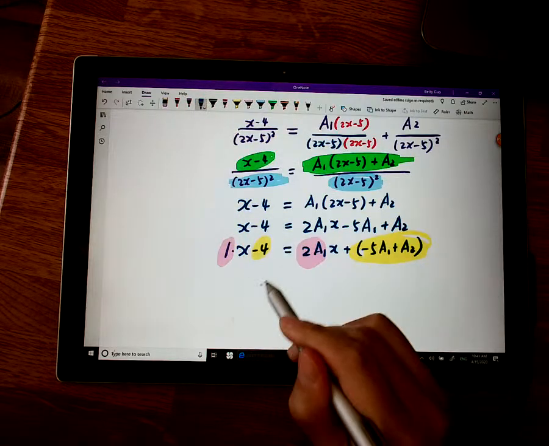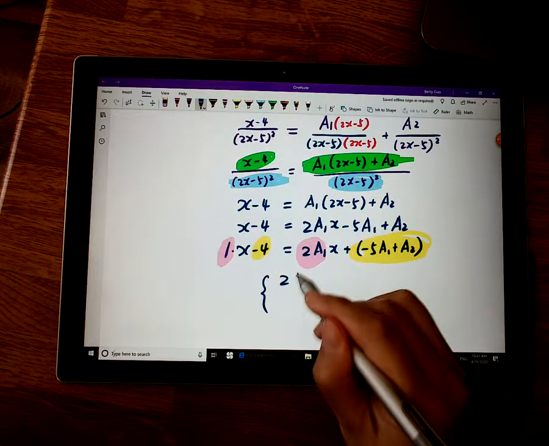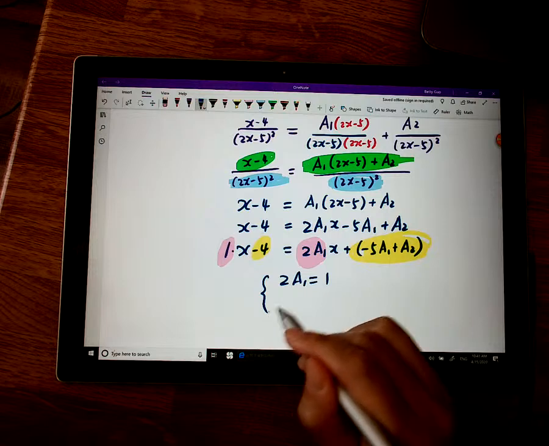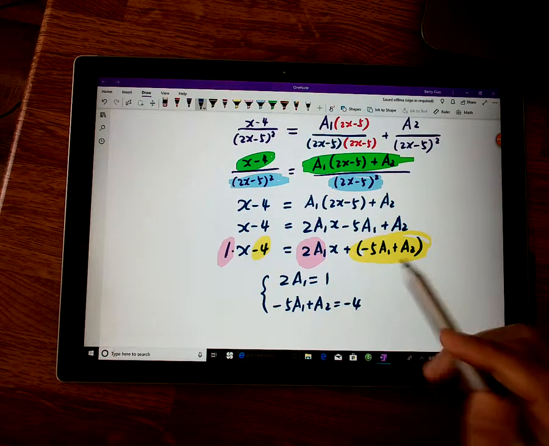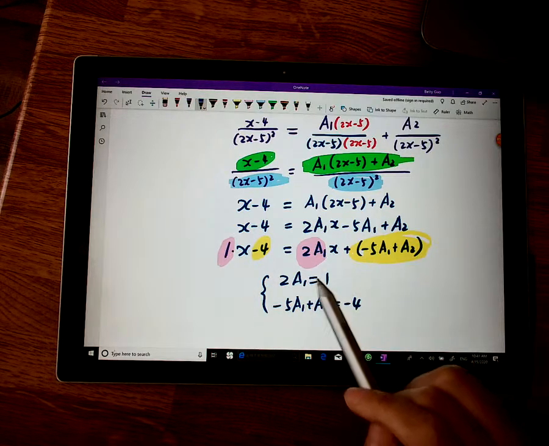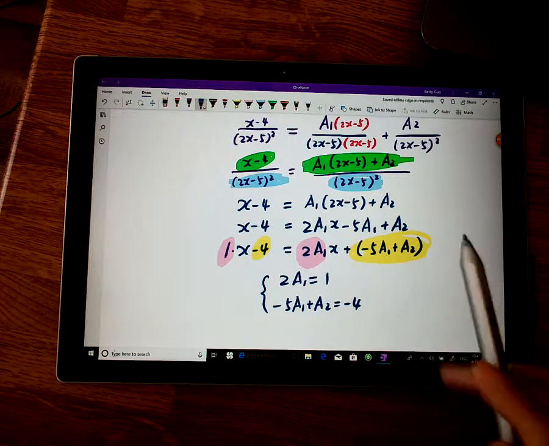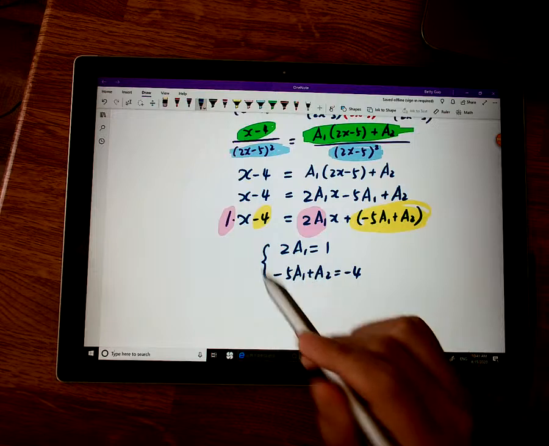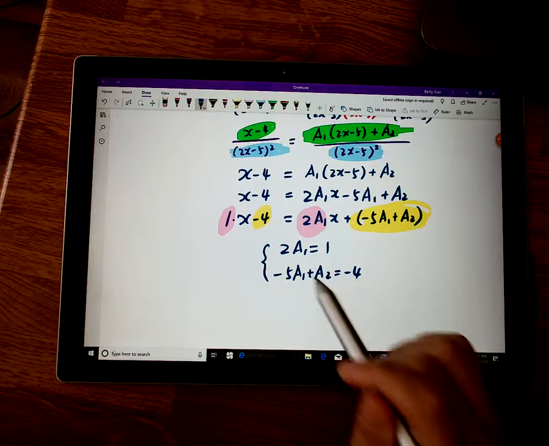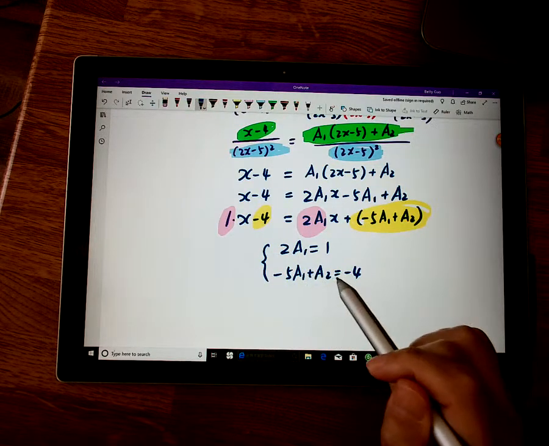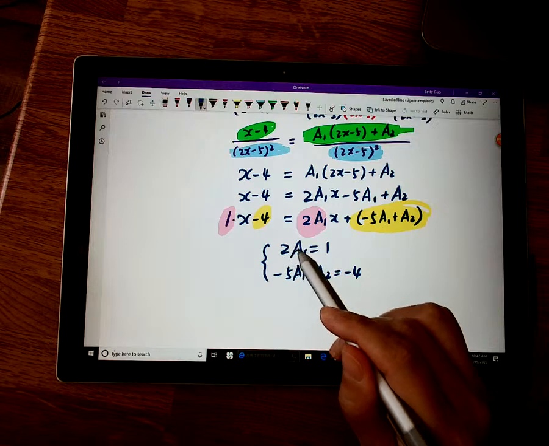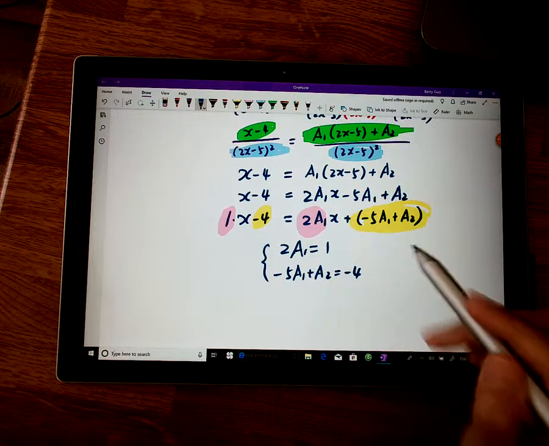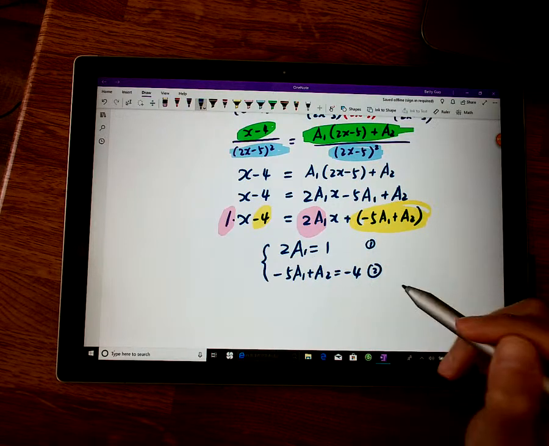So now we would have a system. We have 2a sub 1 equals 1. We have negative 5a sub 1 plus a sub 2 equals negative 4. Pink equals pink, yellow equals yellow. So now we are looking at a system in two variables, a sub 1 and a sub 2. I know they are just unknown. Technically, they are not really variables. The values of them are going to be certain. It's easy to solve for a sub 1 and a sub 2.